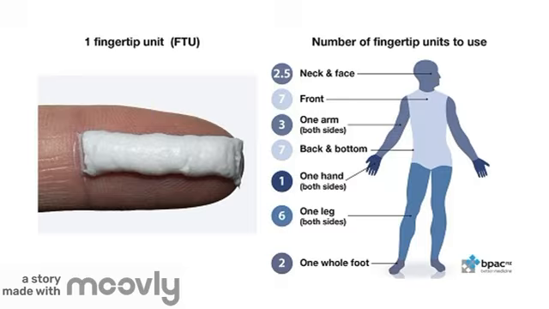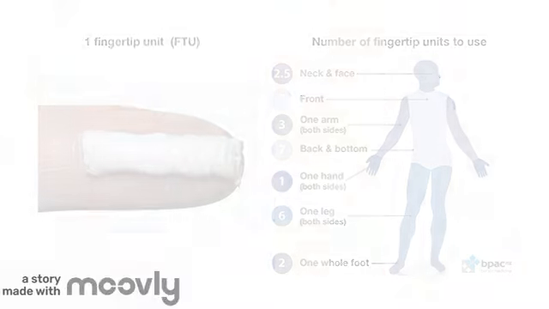The FTUs needed to cover the body parts are the following: 1 FTU for one hand, 2.5 FTUs for the face and neck, 7 FTUs for the front trunk, 7 FTUs for the back trunk, 3 FTUs for one arm, 6 FTUs for one leg, 2 FTUs for one foot, and the entire body should be about 40 FTUs.